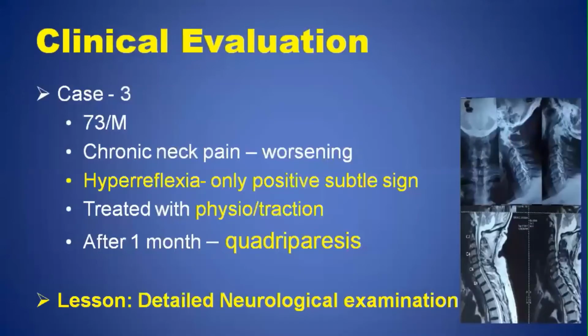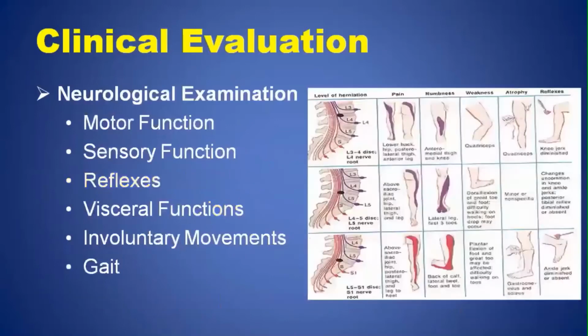Look at case scenario 3. A 73-year-old male patient with chronic neck pain which has been worsening for the past few months. However, hyperreflexia was the only positive subtle sign on examination, and the physician decided to treat this patient with physiotherapy and traction. However, after 1 month, the patient developed quadriparesis. So the lesson learned here is that a detailed neurological examination is very, very important.